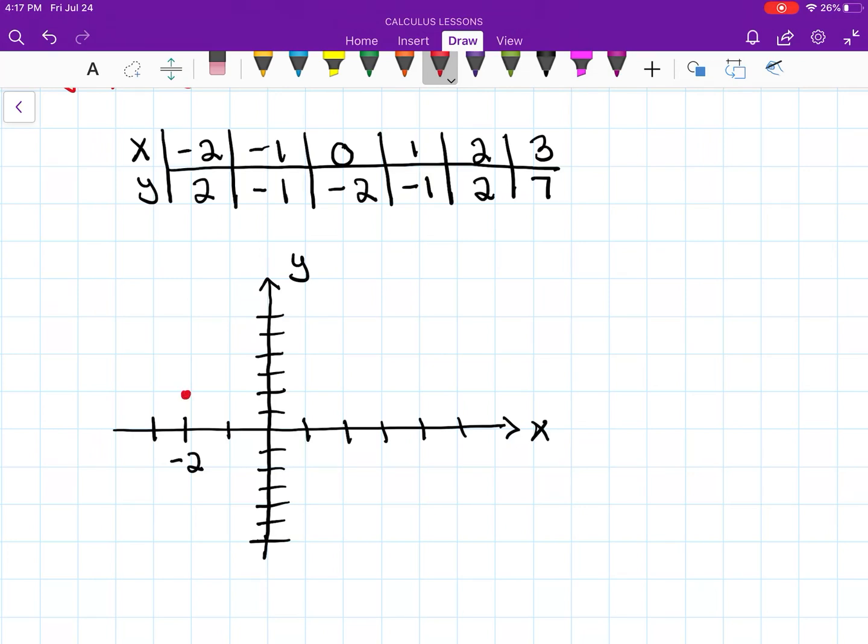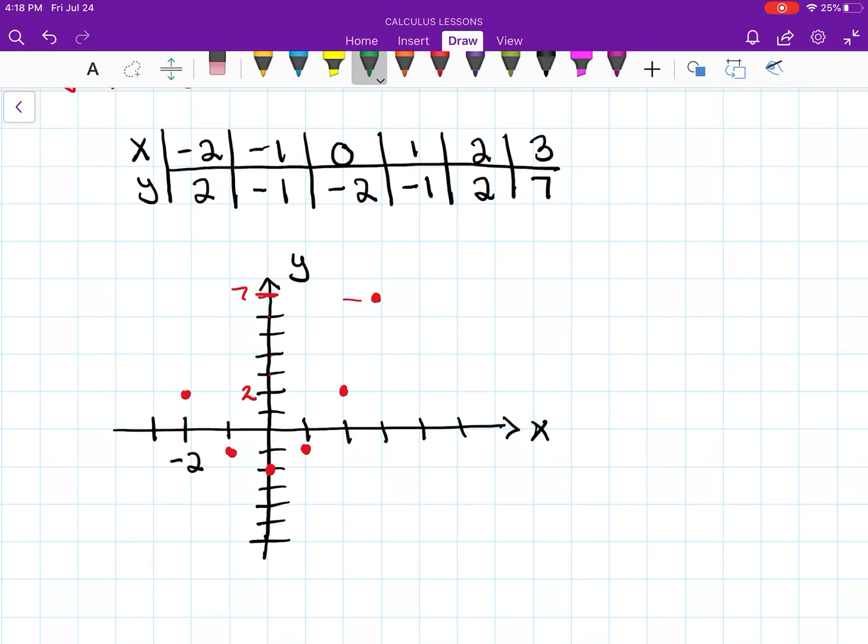Okay, so this is our 2. We know that when x is -1, y is at -1. So we're down here. When x is 0, y is -2. So here we are. When x is 1, y is -1. When x is 2, y is 2. When x is 3, y is 7. So 2, 3, 4, 5, 6. This will be our 7 here. And we'll be right there.